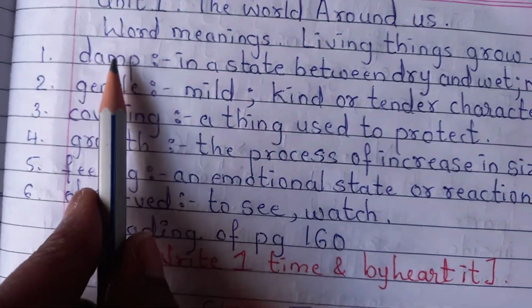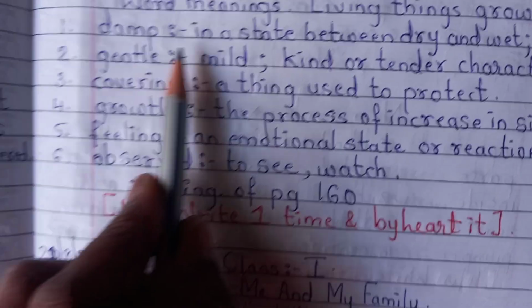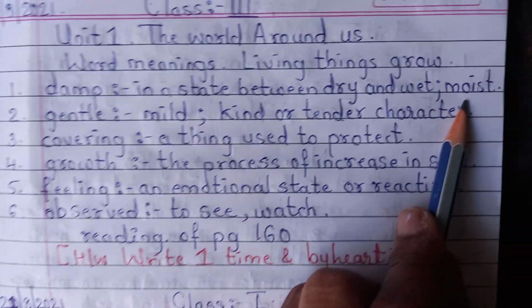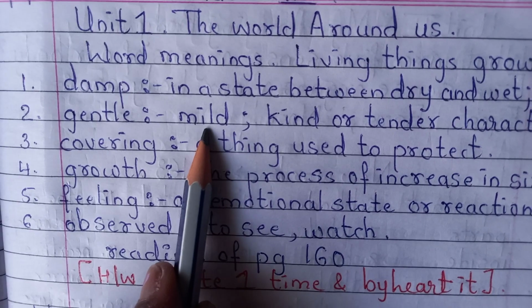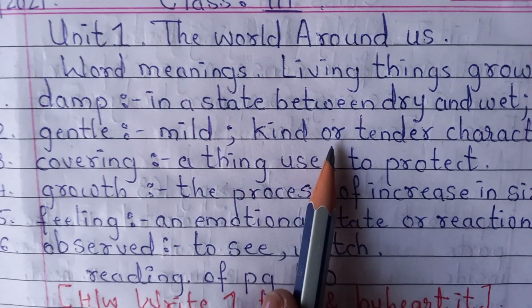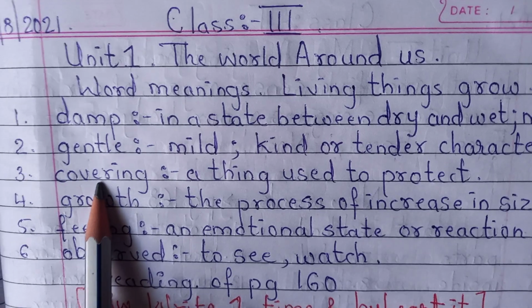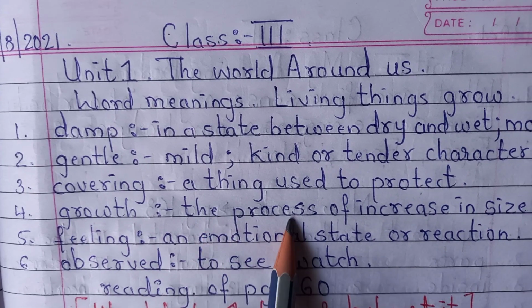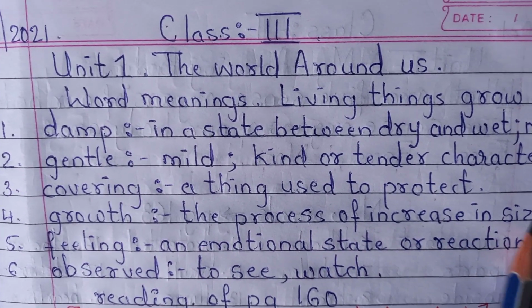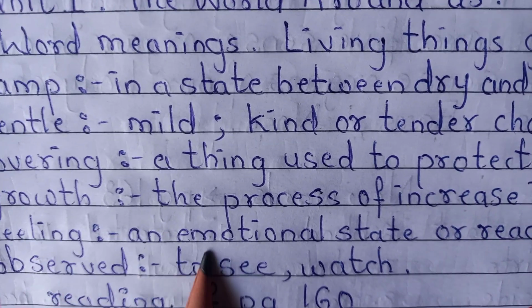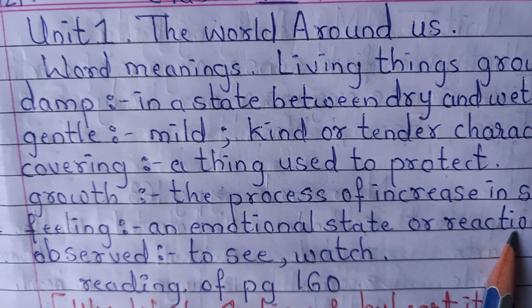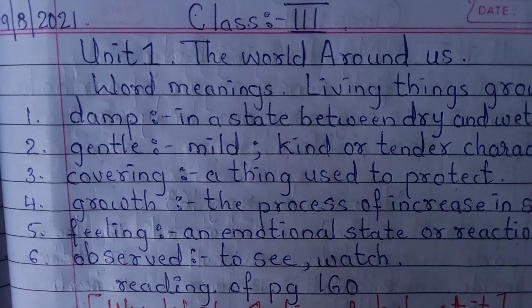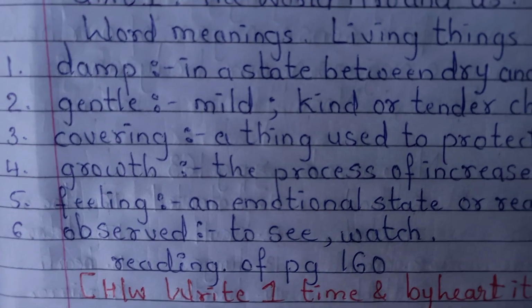See children, word meaning. Damp, in a state between dry and wet, that is moist. Gentle, mild, kind or tender character. Covering, a thing used to protect. Growth, the process of increase in size. Feeling, an emotional state or reaction. Observed, to see, watch. Okay, so children, you have to read this word meaning and practice it.